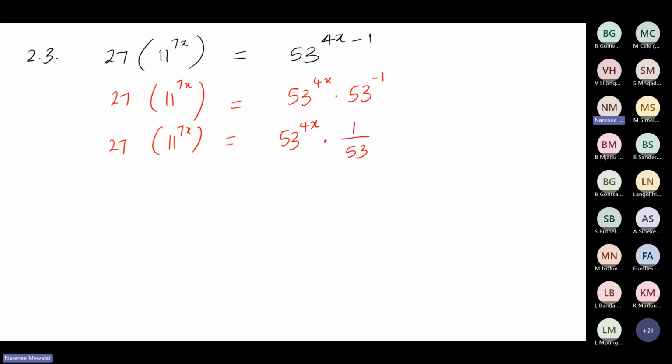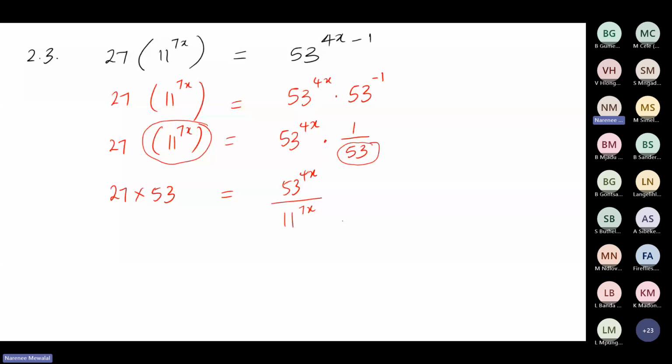So what I'm going to do is I'm going to move this 53 here. We're dividing by 53 on the right-hand side. So if we take it to the left-hand side, we're going to multiply by 53. So I'm going to get 27 times 53 equals, I have my 53 to the 4x here, and I'm going to shift this term to the right-hand side. And because I was multiplying that 11 to the 7x, I'm going to now divide by that, 11 to the 7x.